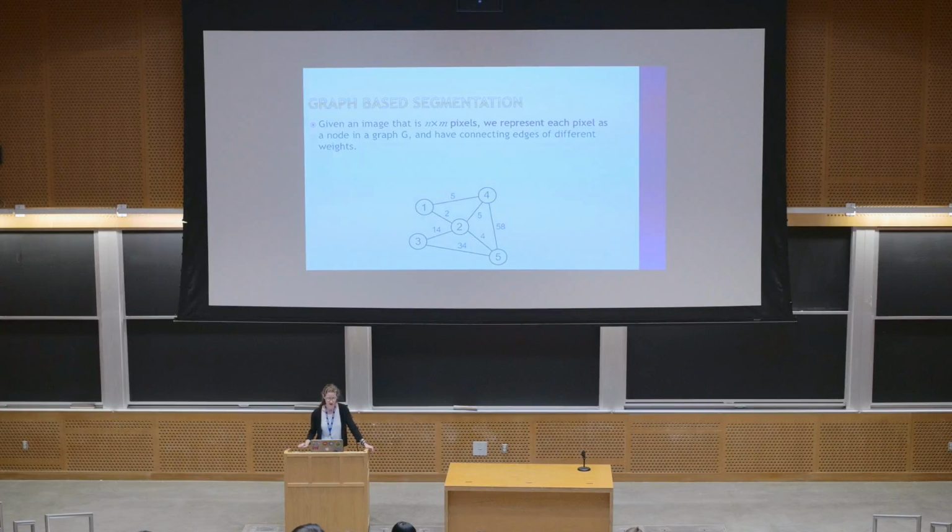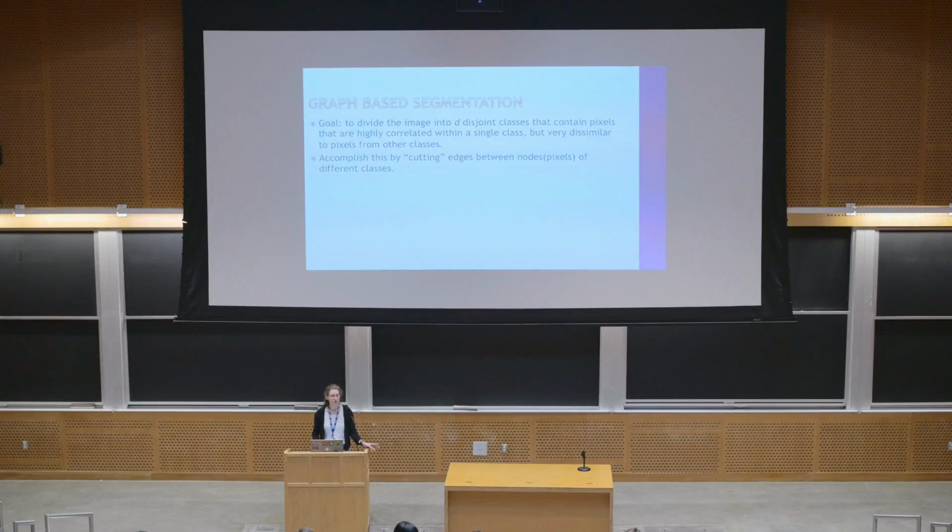So graph-based segmentation is represented as a graph. Given an image that is n by m pixels, we want to represent each pixel as a node in a graph G and have connecting edges of different weights between those nodes. For this picture, the 1, 2, 3, 4, and 5 in the circles are nodes, and the lines between them are the edges, and the numbers above them are the weights. High edge weights signify high similarity between those two nodes, and low weights signify little to no similarity between the nodes. Our goal is then going to be to divide this image into D disjoint classes that contain pixels that are highly correlated within a single class, but are very dissimilar to pixels from other classes.